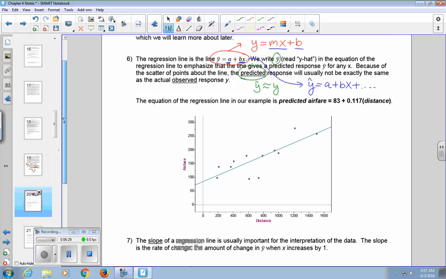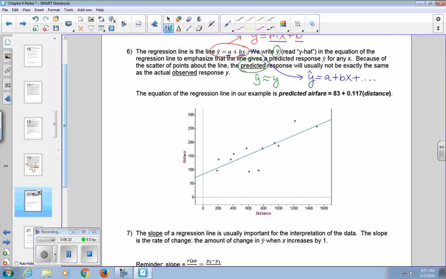All right, so if we return to our example, and this is the one with distance and airfare, just a reminder, airfare was measured in dollars, distance was in miles. The equation of the regression line in our example is predicted airfare equals 83 plus 0.117 times the distance. So that's giving us the equation of this regression line right here. So I can write that a little bit differently. I can just say that airfare, with the hat on top, so that hat replaces the word predicted. Predicted airfare is 83 plus 0.117 times, and those parentheses are for multiplication, times the distance.